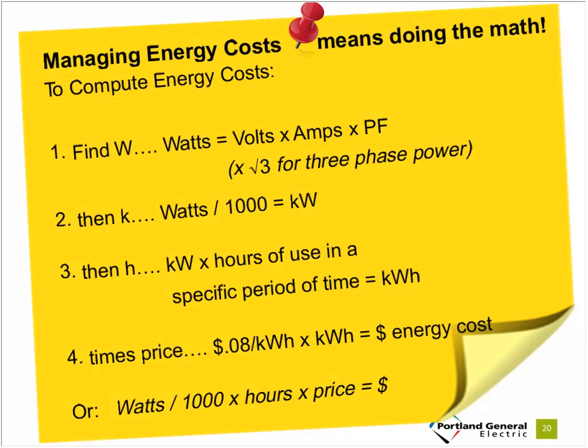So let's do a quick summary. Calculating energy cost means do the math. This is kind of a pull this out, print it, put it on a bulletin board. Some people like the algebra and some people like the step-by-step procedure. So step-by-step, find the W, then the K, then the H, times the price, and you will come up with what it costs for that particular piece of energy. Or watts divided by 1,000 times hours times the price.